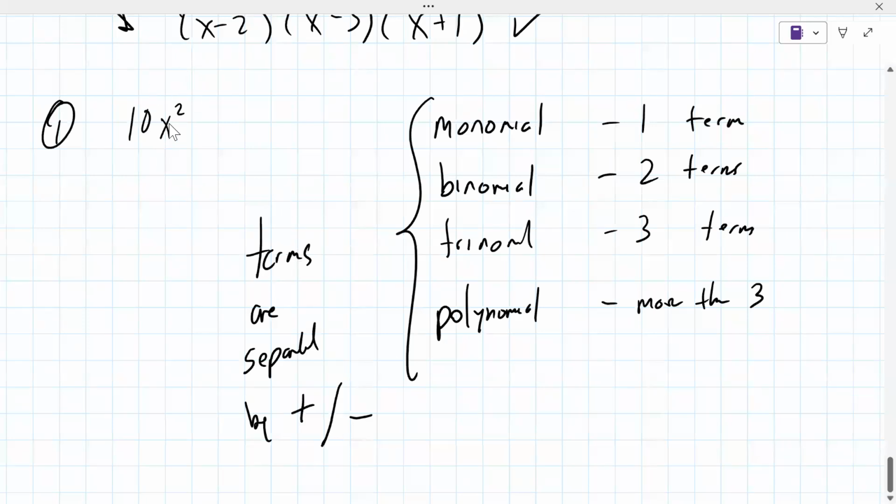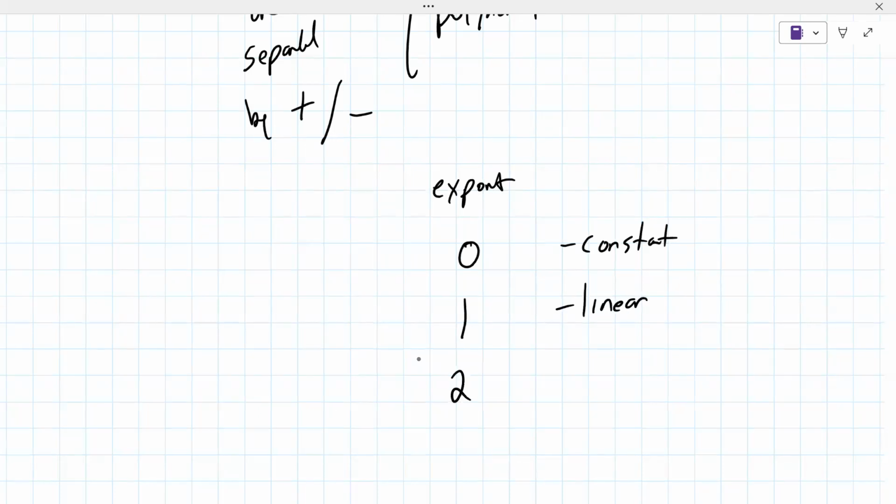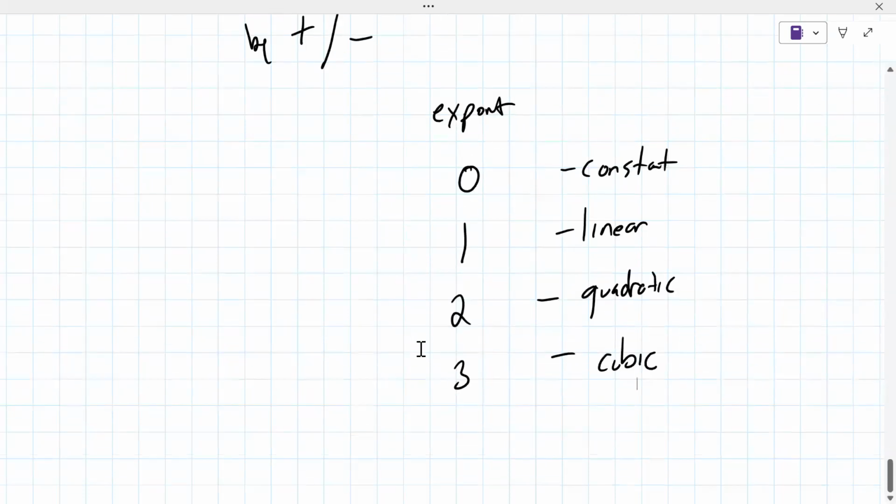Now, the exponent tells you some more things. So now we've got to talk about exponents. If it's got an exponent of 0, that's called a constant. 1 is linear, 2 is quadratic, 3 is cubic, 4 is quartic. I don't know if there's anything past 4, but that's probably enough for what you need to remember.